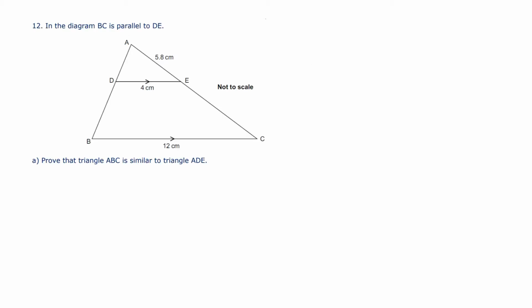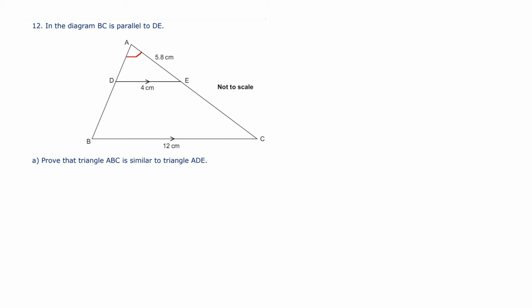So our first question: in the diagram, BC is parallel to DE, and we need to prove that triangle ABC is similar to triangle ADE. So this small triangle at the top, ADE, is similar to the large triangle ABC. First of all, we've got this angle at the top, which is angle DAE, but it's also angle BAC, so it's included in both triangles. Therefore we can say that both triangles share angle BAC.